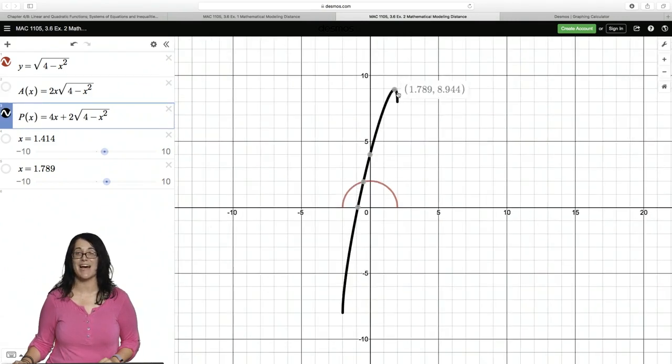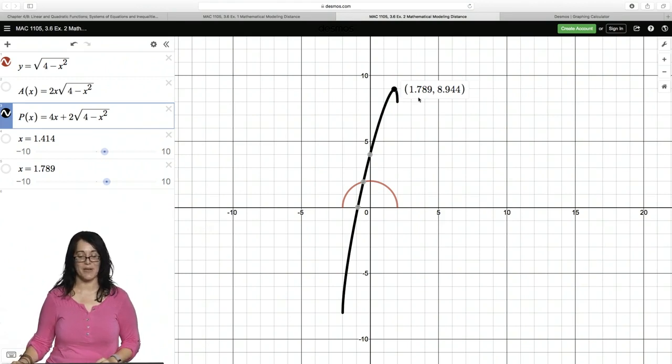And we can see it does have a relative maximum when x is 1.789. This was our perimeter equation, which means that if you make the x-coordinate of that moving point P around 1.789, you can expect to use up the maximum amount of perimeter to go around that rectangle, and it would be 8.944 roughly units to go around it.